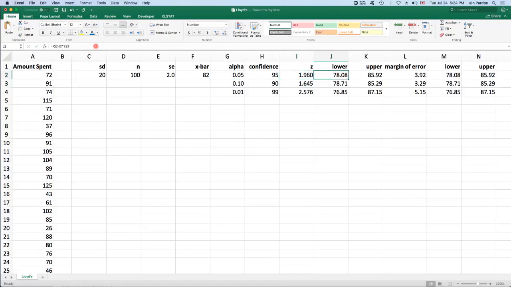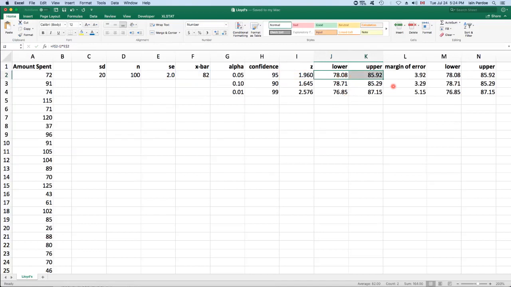And then the lower bound of the interval will be sample mean minus 1.96 times the standard error. The upper bound will be sample mean 82 plus 1.96 times the standard error. So the interval is 78.08 up to 85.92.